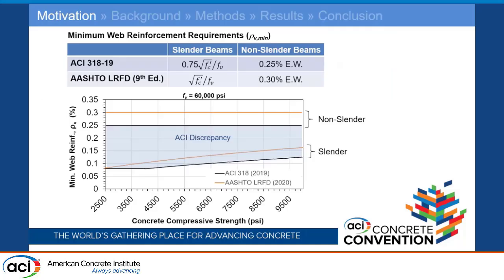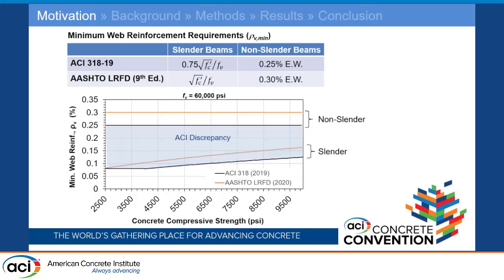The minimum reinforcement requirement that we have for shear reinforcement in ACI is 0.75 square root of f'c, and that's floored at 50 over fy. fy is the yield strength of reinforcement. If we look at this plot, we've got minimum web reinforcement on the y-axis and the concrete compressive strength on the x-axis. If I just plot this equation for 60 ksi steel, we have this line right here in ACI. And then AASHTO is 1 square root f'c over fy, so it's a little bit higher.